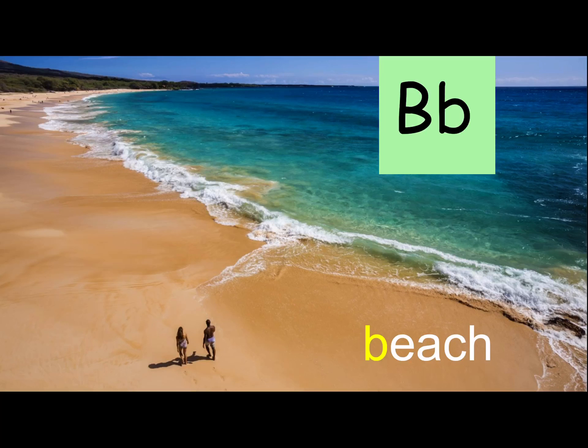Here's an example for the letter B. The picture is a beach. And we have highlighted here that letter B because that's the beginning sound. And the B goes B, B, B. So the way we would say this letter is B, B, beach, B.